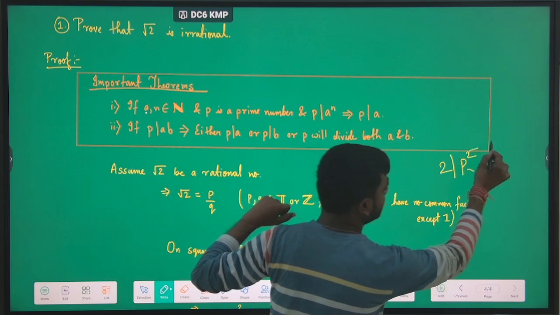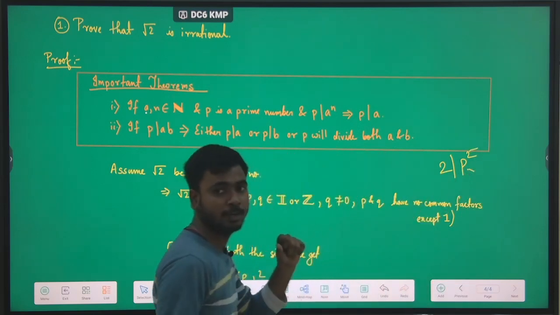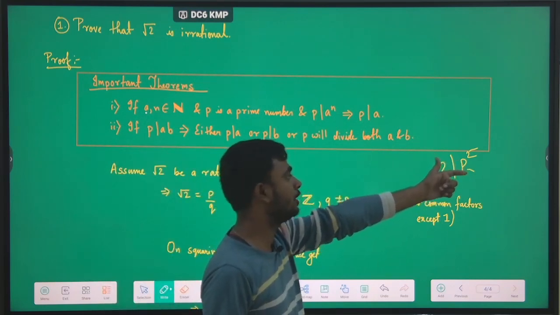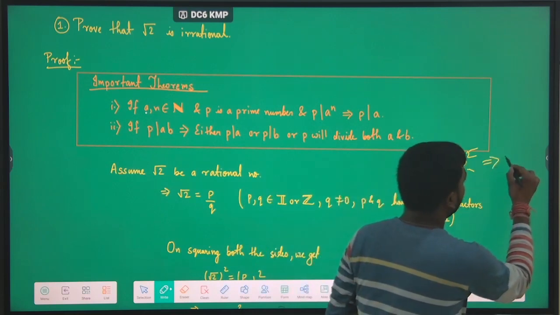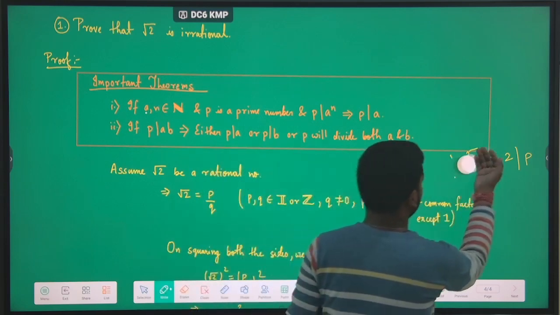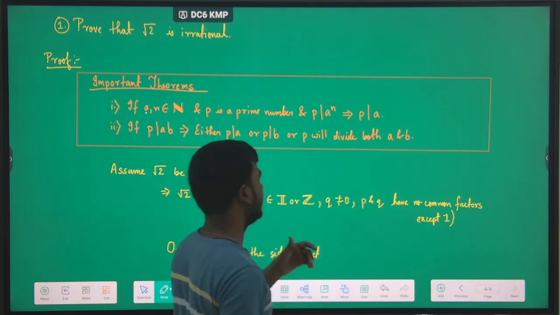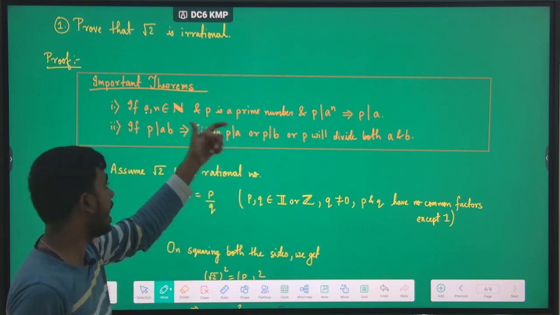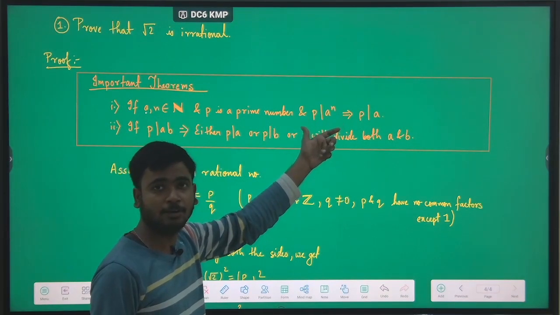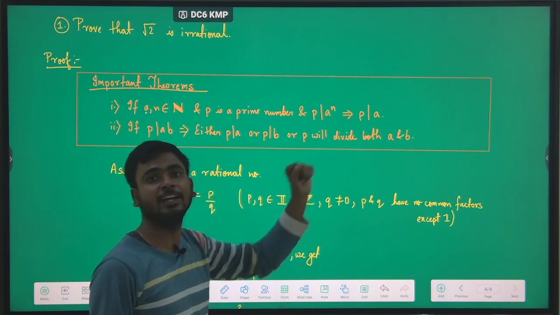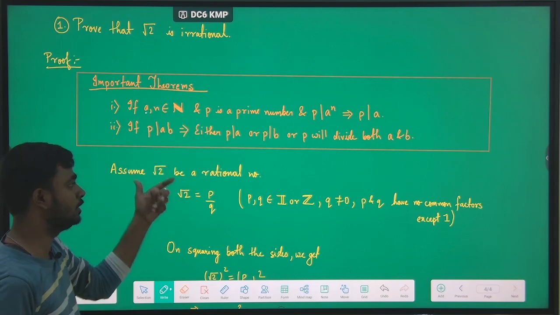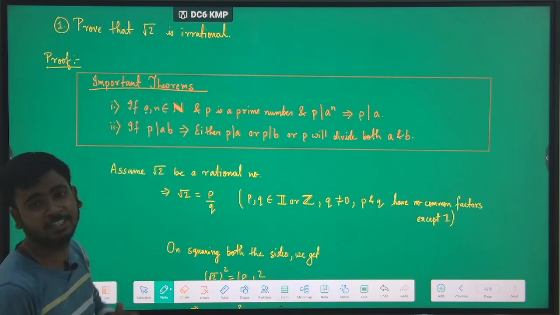This is a natural number, and 2 divides p square. So from this theorem, we can say that if 2 divides p square, or p to the power n, then 2 will divide p. Similarly, if p is a prime number and a and n belong to the set of natural numbers and p divides a to the power n, then p will divide a. This is an important theorem. Without using this theorem, we cannot prove root 2 as an irrational number.